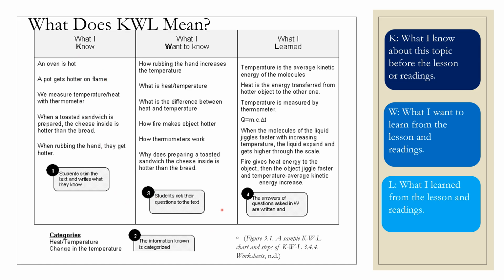The W is the tape that holds the paper together. So it's what I want to know throughout the lesson. And this can be anything that pertains to the topic. And the L is the nice pretty bow that goes on top. It's what I learned from the lesson, which goes in this last column right here.